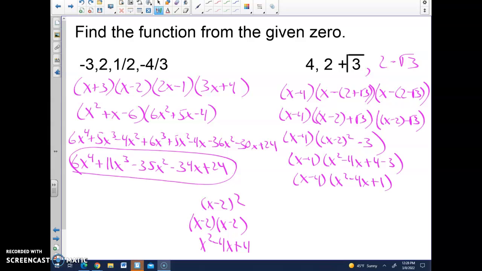And then we distribute x cubed minus 4x squared plus x minus 4x squared plus 16x minus 4. And we combine the like terms. X cubed minus 8x squared plus 17x minus 4 is our answer.